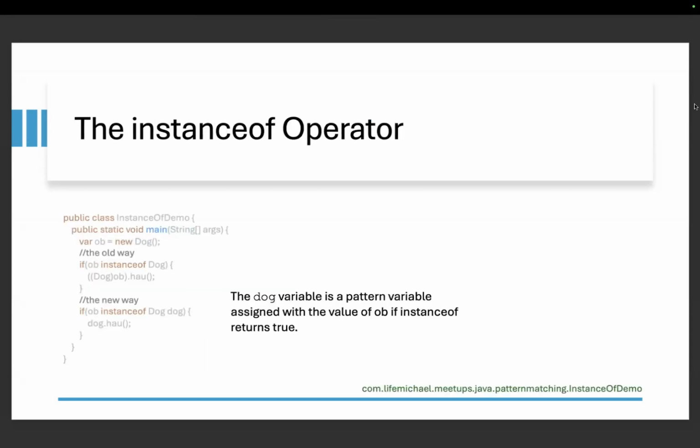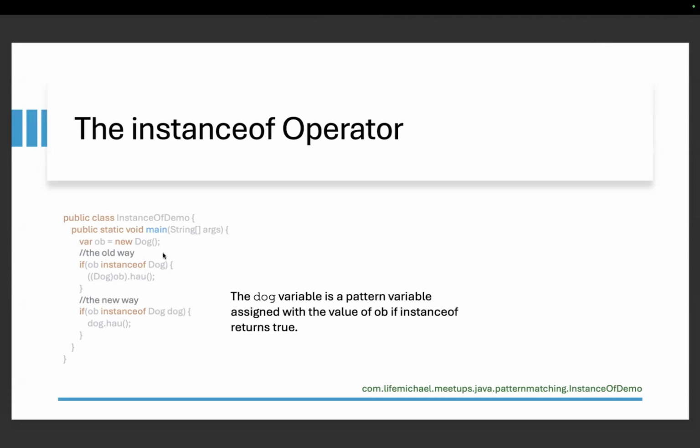Let's start with a simple demo. Let's take a look at this code sample. So there is a class, its name is Dog, and you are probably already familiar with the instanceof operator. As you can see, the old way was using the instanceof operator just to verify that the object itself is indeed a Dog before we do the casting in order to invoke the how method that was defined in class Dog.